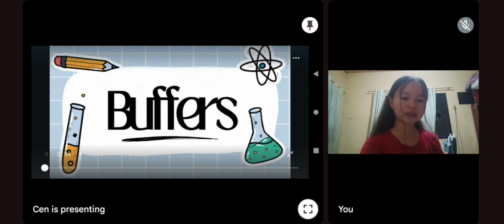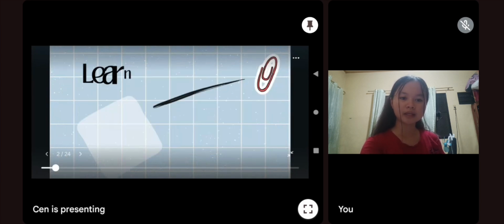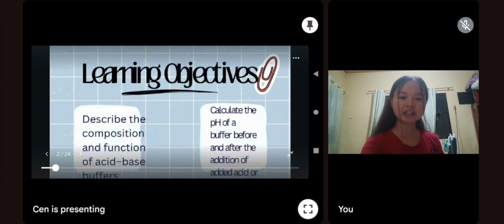But before we head on to our lesson, we have two learning objectives. The first one is to describe the composition and function of acid-base buffers, and second is to calculate the pH of a buffer before and after the addition of added acid or base.